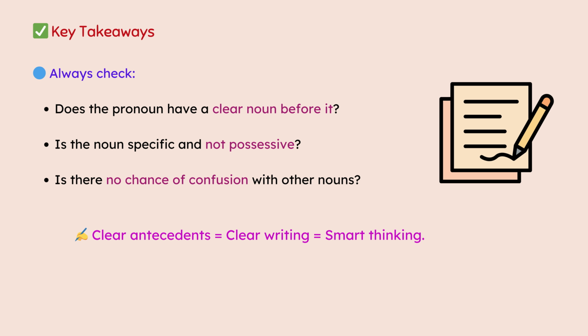Let's wrap it up with some key takeaways. Always ask yourself, does the pronoun have a clear noun before it? Is that noun specific and not hidden in a possessive phrase? Is there no chance of confusion with other nouns nearby? Because here's the truth. Clear antecedents lead to clear writing and clear thinking. So always make your pronouns easy to follow. Your reader will thank you.